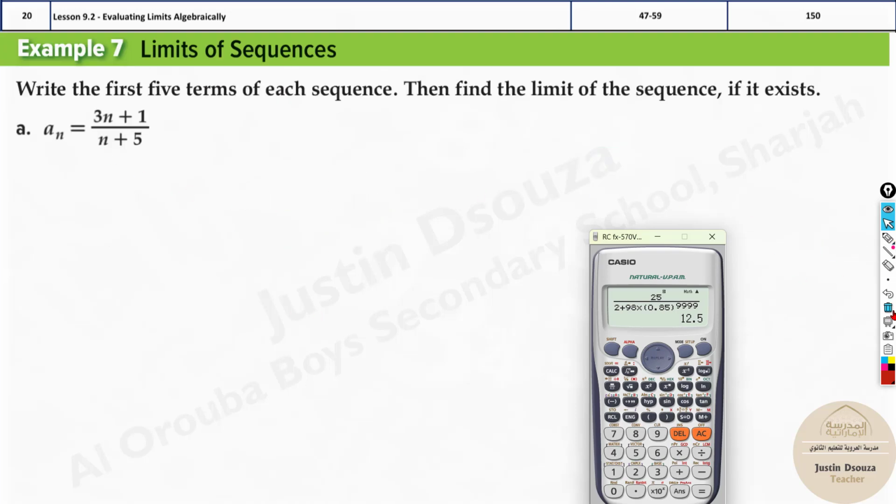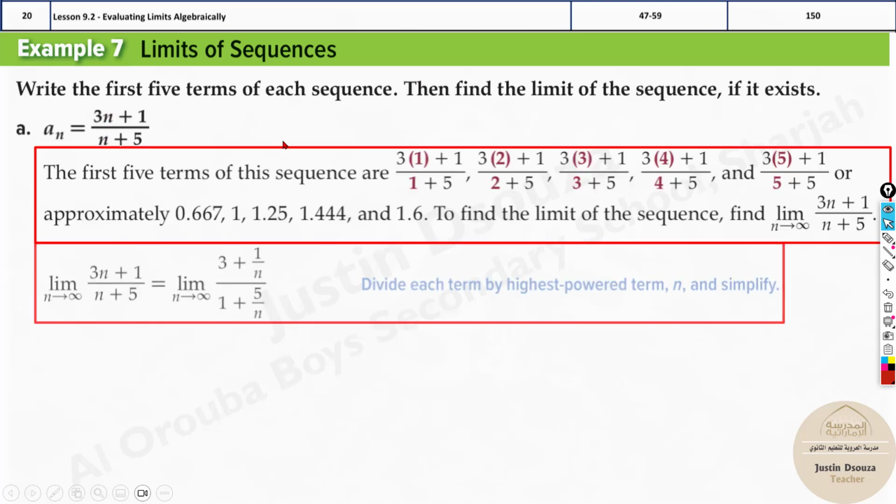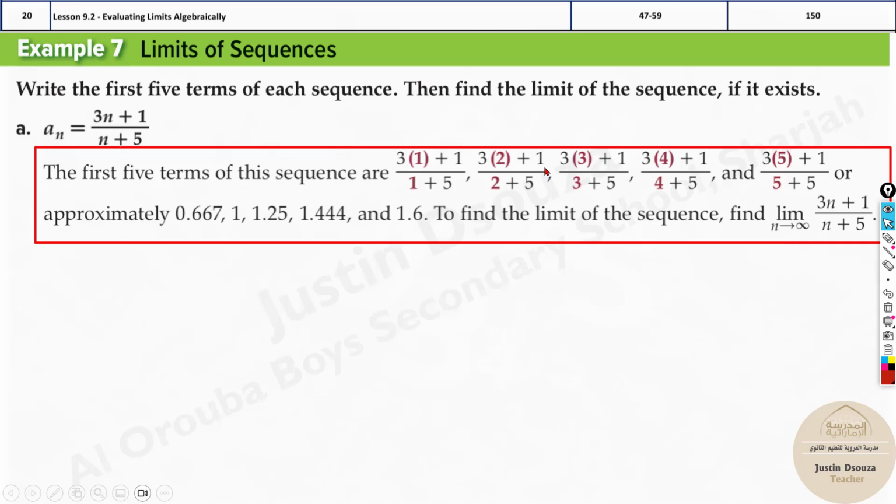And these are different types of sequences. Now these are also pretty straightforward problems, but over here the extra part is: write the first 5 terms of each sequence, then find the limit of the sequence if it exists. So what you need to do is first put n as 1 and solve. Now here the terms are found out.